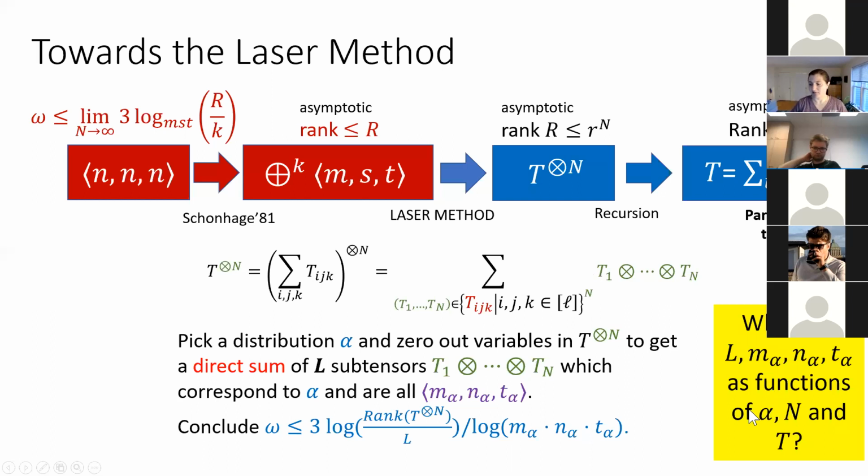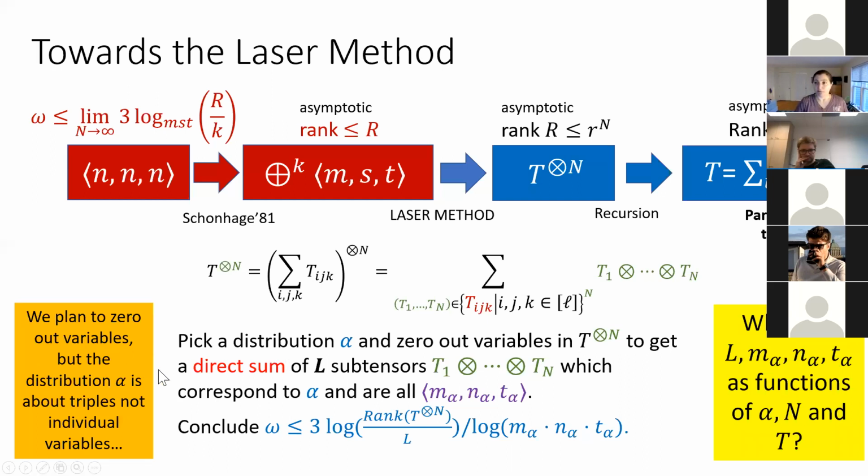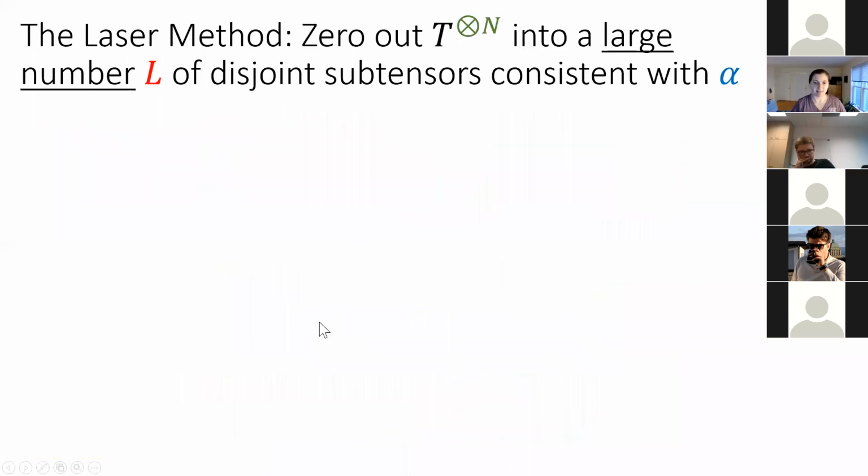Okay. So now we have to figure out what L, m sub alpha, n sub alpha, t sub alpha are as functions of alpha and n and t. All right, so it's like some optimization problem. So we're going to face a problem here. We define this distribution, which is a distribution over the triples ijk. However, we plan to zero out variables and not triples of variables. And we'll have an issue. We won't necessarily be able to pick the distribution that we want, because what we have a choice over is which variables to zero out, which only gives us one part of it. So we'll deal with this in a second.